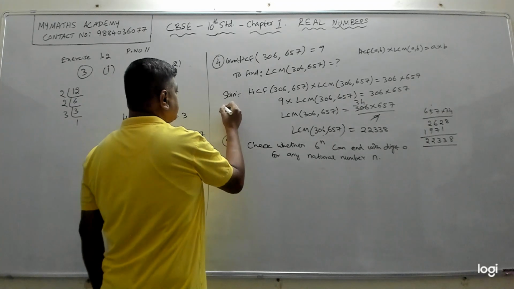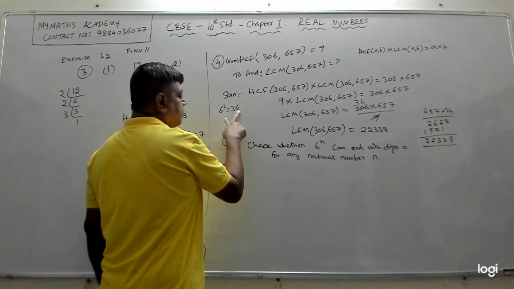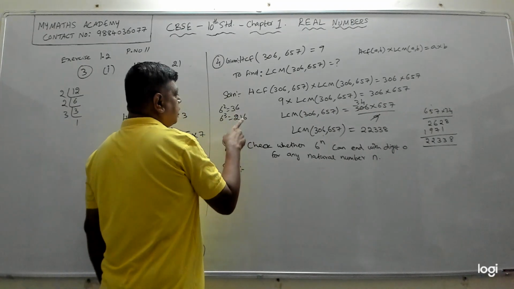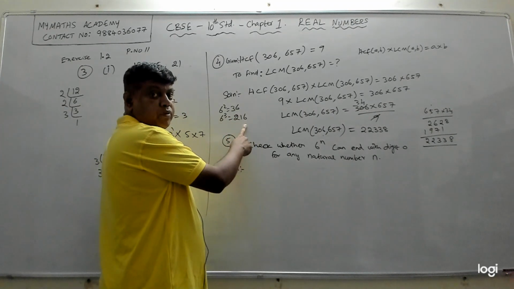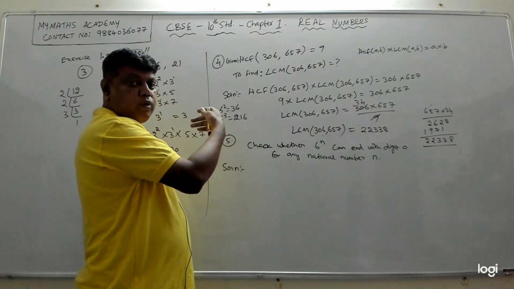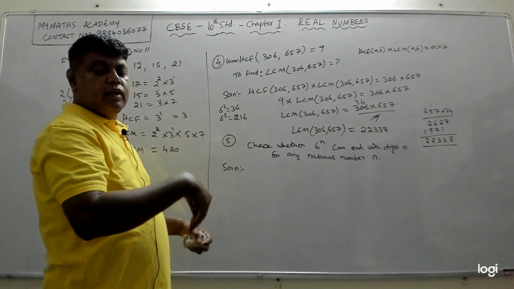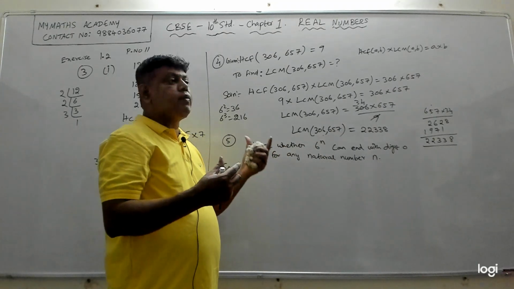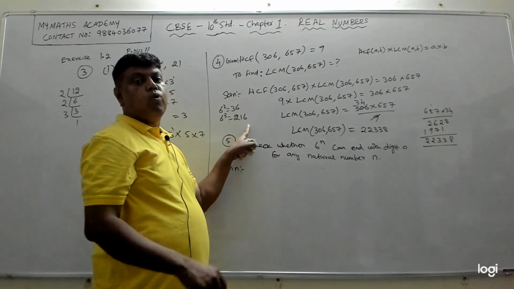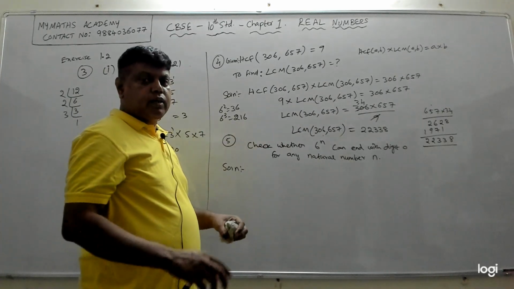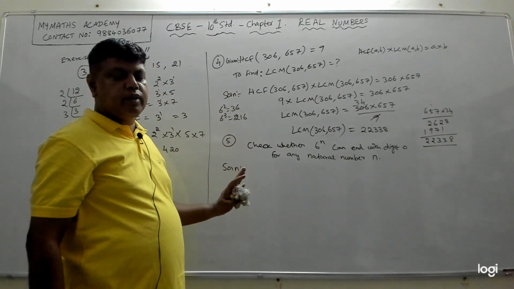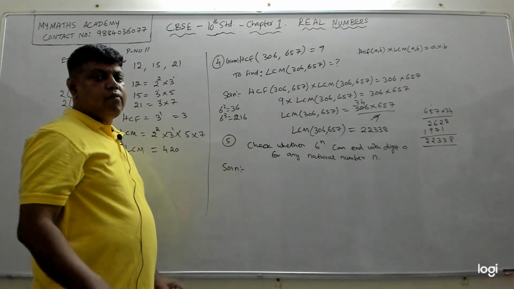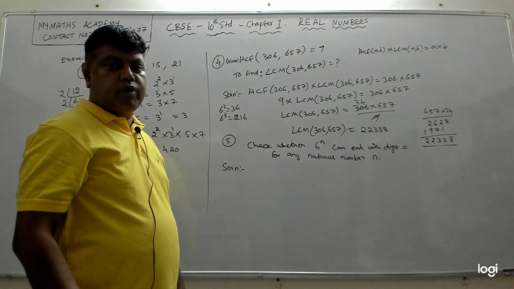Which means if I find 6 square, that is 36. Is it ending with 0? No. Then find 6 cube, that is 216. Does it end with 0? No. Like that, if I keep on doing 6 power 4, 6 power 5, 6 power 6, 6 power 7, if I keep on increasing n, will there be some n where I will get a number ending with 0? That we have to check. Actually, it will not. You cannot find anything ending with 0, but we have to prove that 6 power n cannot end with 0.